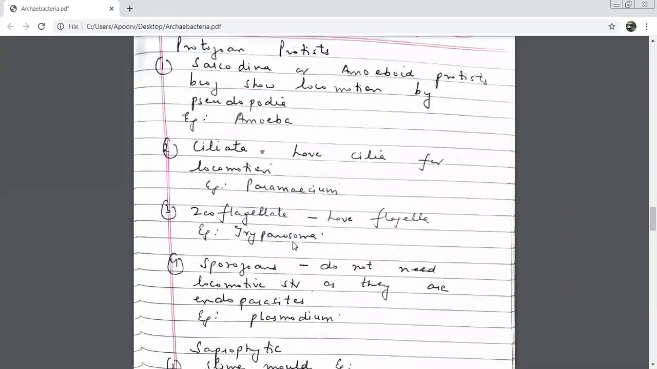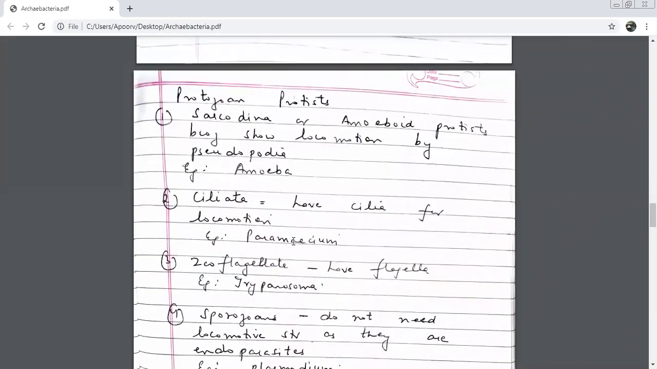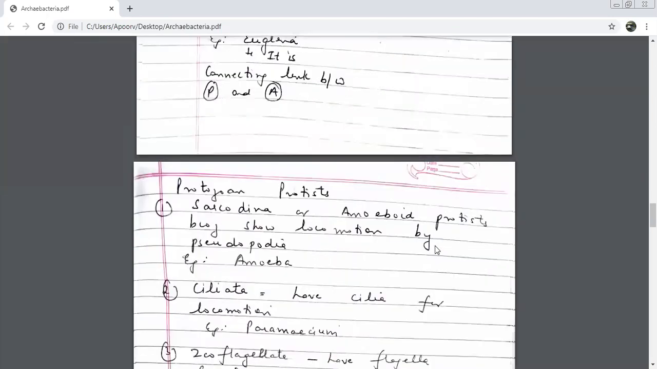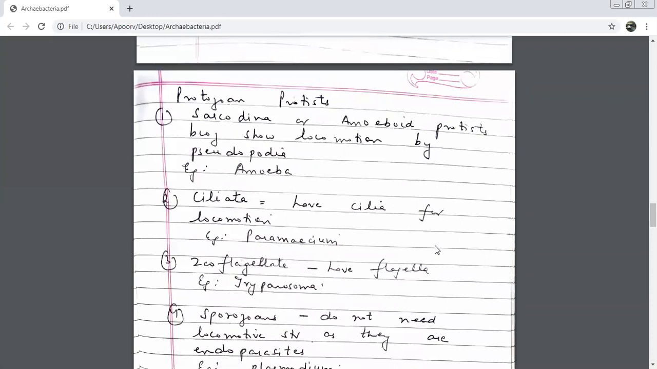We move on further to the second category of protists, which are known as protozoan protists. Protozoan, because they're something like animal type. Their behavior is like animals; they're heterotrophic. So we call them protozoan protists. Now we are going into details about the second one, protozoan protists.